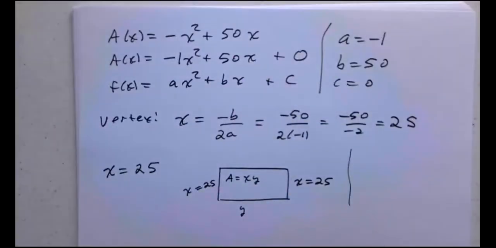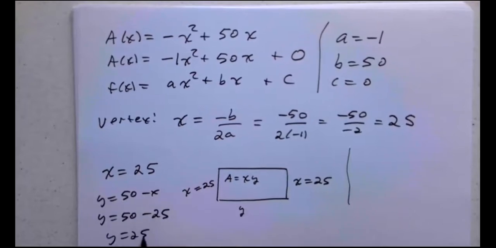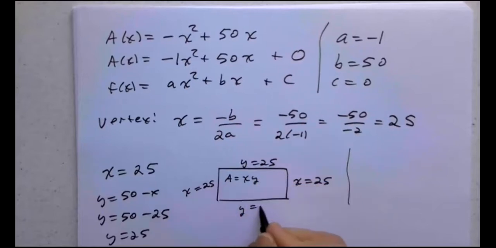So using that fact, what could I say? Fine, y is 50 minus x. So y is 50 minus 25. So y is 25. Also 25. So notice, what kind of a rectangle is this? This is a rectangle that happens to be a square. So what were we supposed to answer next?